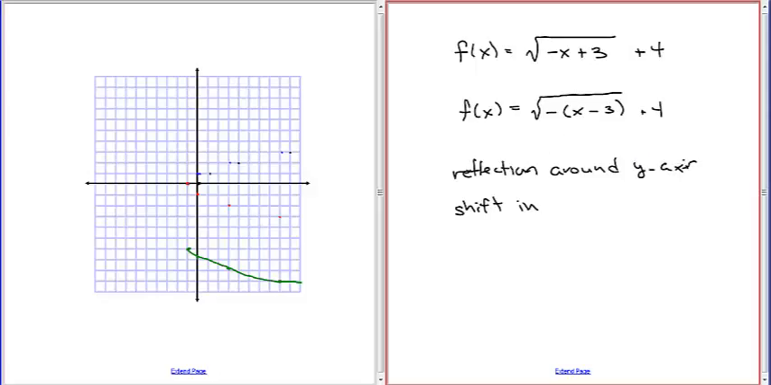So again, set this equal to 0. So you get x minus 3 equals 0, means x equals positive 3, so shift right 3 units, and then shift positive 4, so up 4 units.